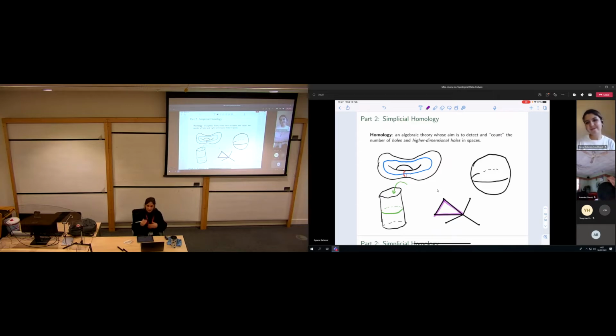Okay, we are done with the first part. We are ready to start talking about simplicial homology. Homology, or simplicial homology, is, intuitively speaking, an algebraic theory whose aim is to detect and count topological features of spaces. What do we mean by topological features of spaces? We mean roughly finding and counting holes and higher-dimensional holes in spaces. Now, everything I'm saying can be precisely defined in algebraic terms.